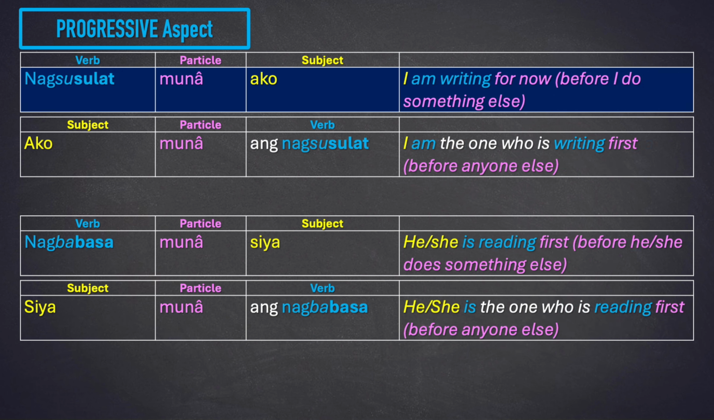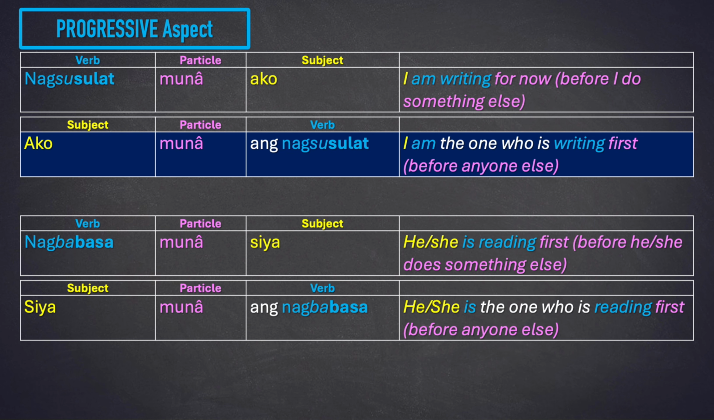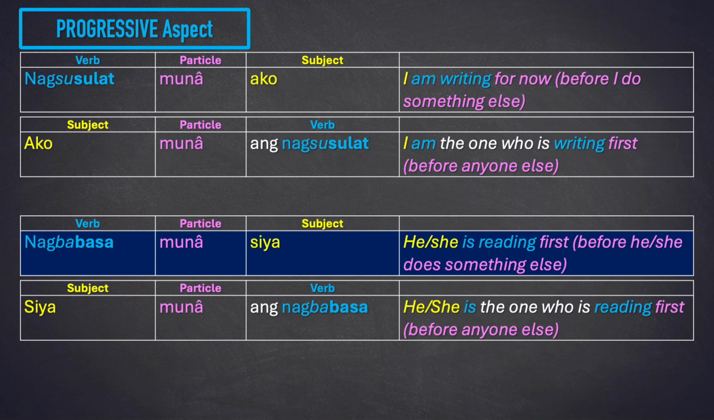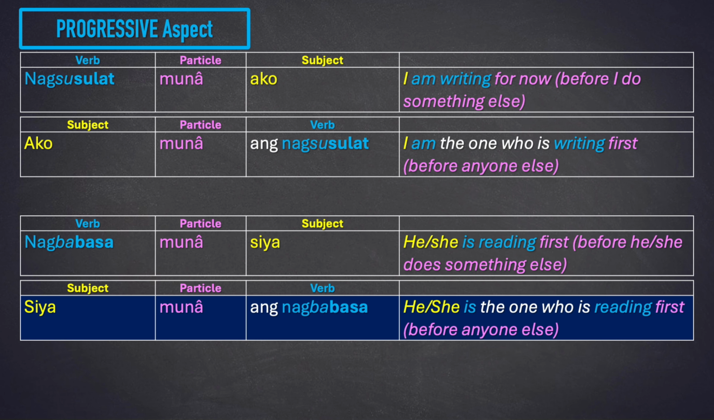Nagsusulat muna ako. I am writing for now before I do something else. Ako muna ang nagsusulat. I am the one who is writing first before anyone else. Nagbabasa muna siya. He or she is reading first before he or she does something else. Siya muna ang nagbabasa. He or she is the one who is reading first before anyone else. Ayos ba? So far, so good.